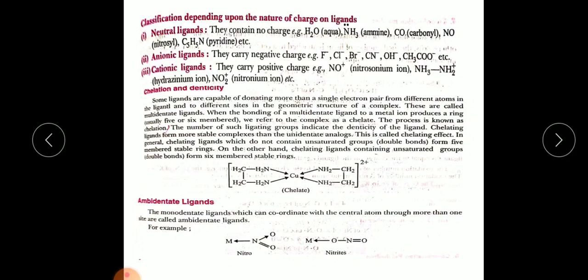Okay. Next we have ambidentate ligand. The monodentate ligands which can coordinate with the central atom through more than one donor site are called ambidentate ligands. Nitro: in this nitro, the nitrogen forms a coordinate bond with the metal, and with the same monodentate ligand, oxygen can also donate electrons to the metal. So this will be nitrito and nitro. In this, the same molecule can have 2 donor atoms. Such kind of ligands we call ambidentate ligands.